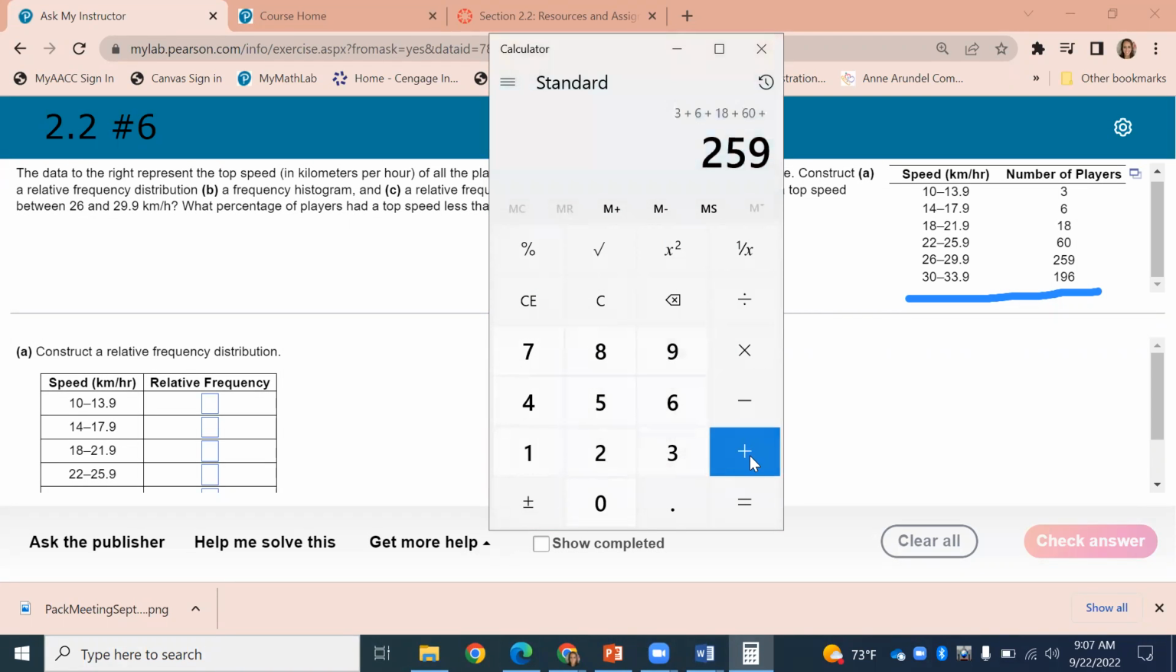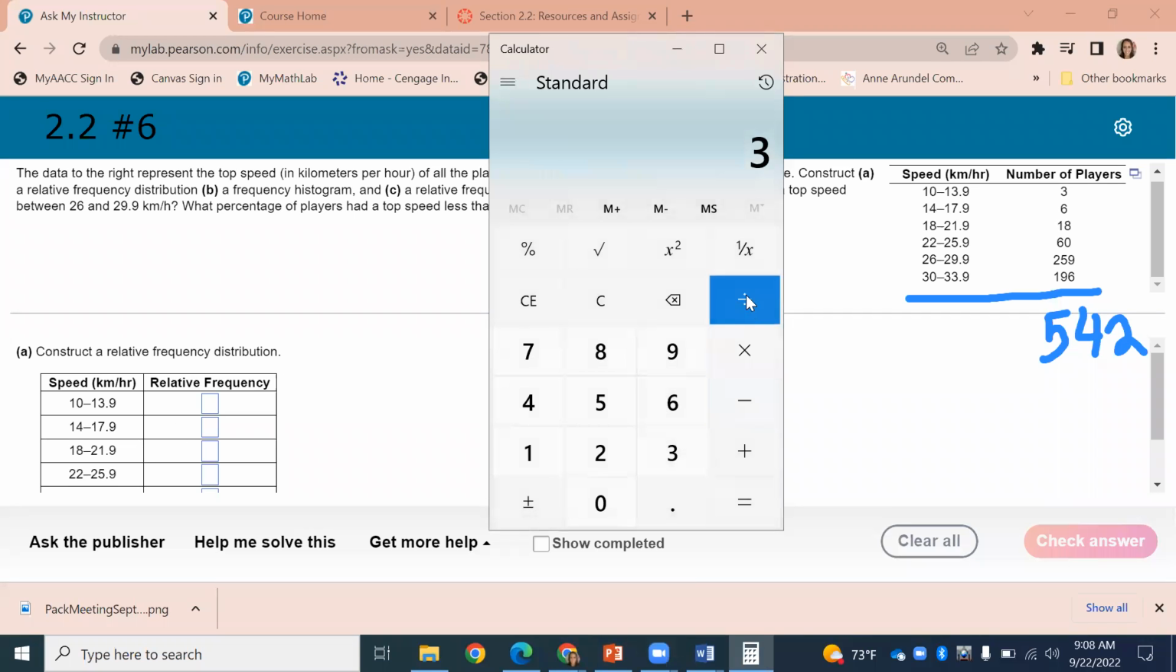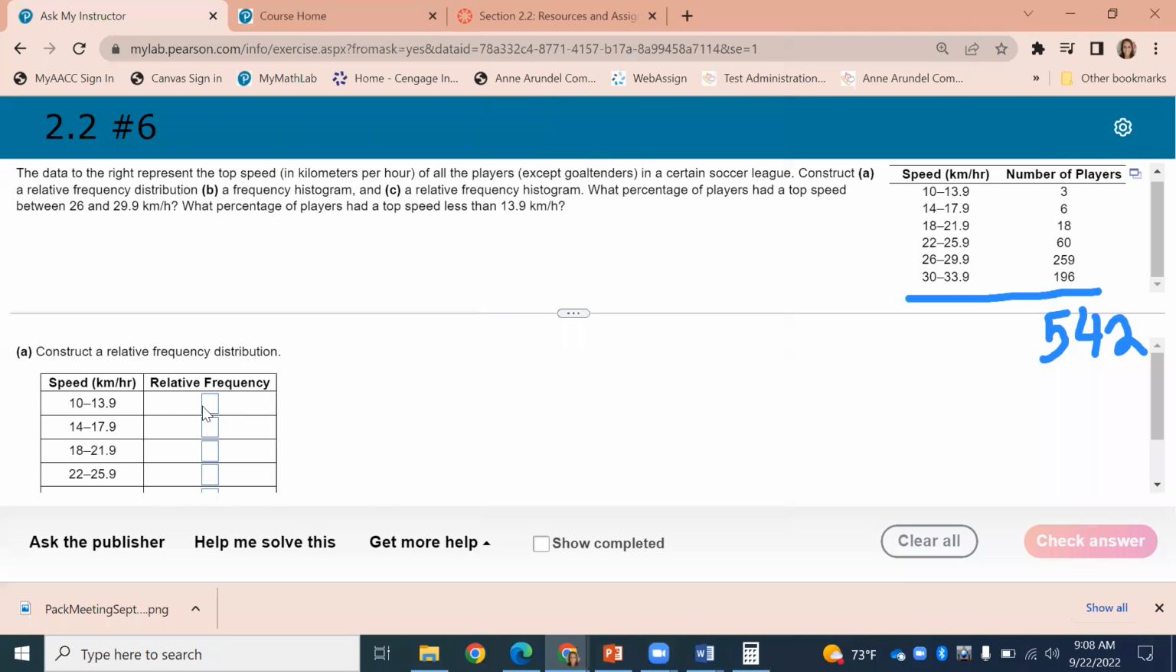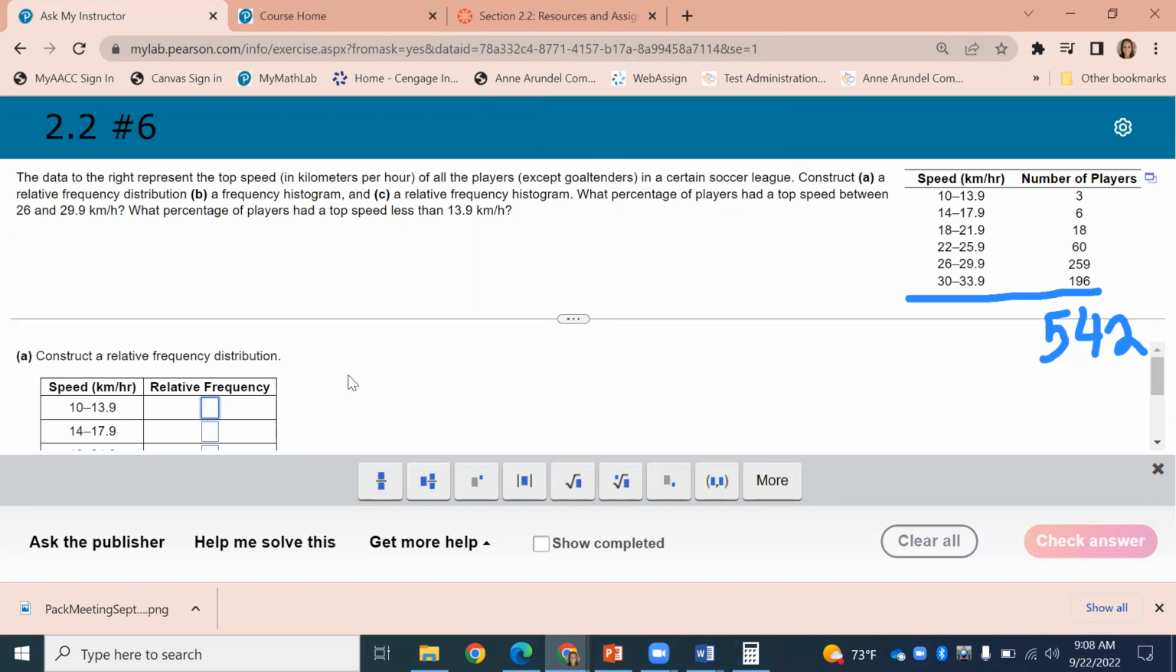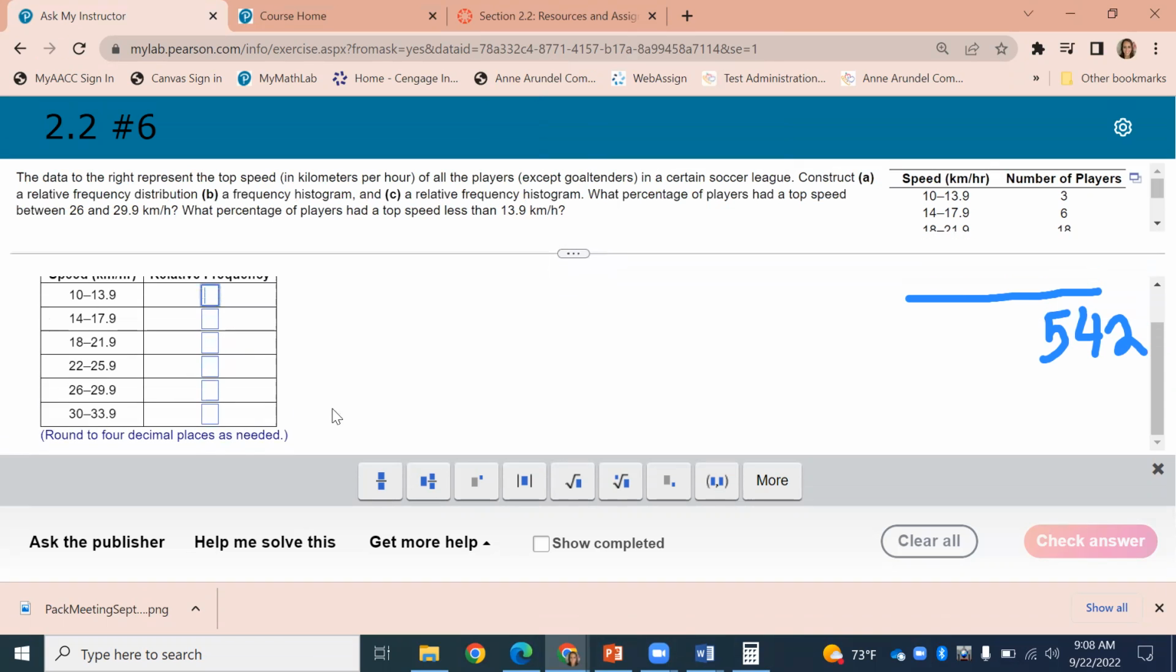What we need to do first is add up all of the number of players to find out the total number. If we add them all together, we get 542. Okay, so that's my total number. And now to find the relative frequency, we just divide the number of players for each of those classes by 542, right? So we can say 3 divided by 542, and we get 0.00553. Now, this does also ask us to round at the bottom. It kind of sneaks it in here: round to 4 decimal places as needed.